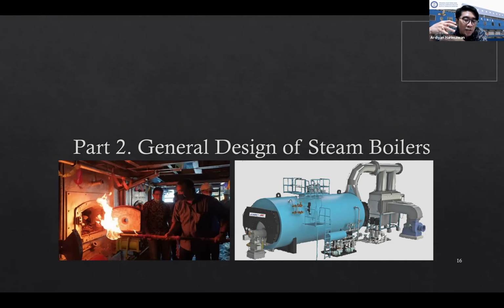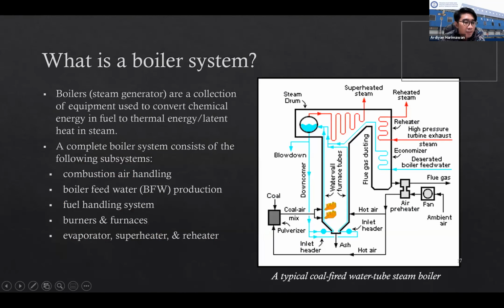And also previously we learned about combustion. So in this part, we will discuss the device that will convert water using the combustion system. We call it a boiler. Boiler is a device that we use to generate steam. Okay, what is a boiler system? Boilers or steam generators are basically a collection of equipment that we use to convert chemical energy in fuel to thermal energy or latent heat in steam.